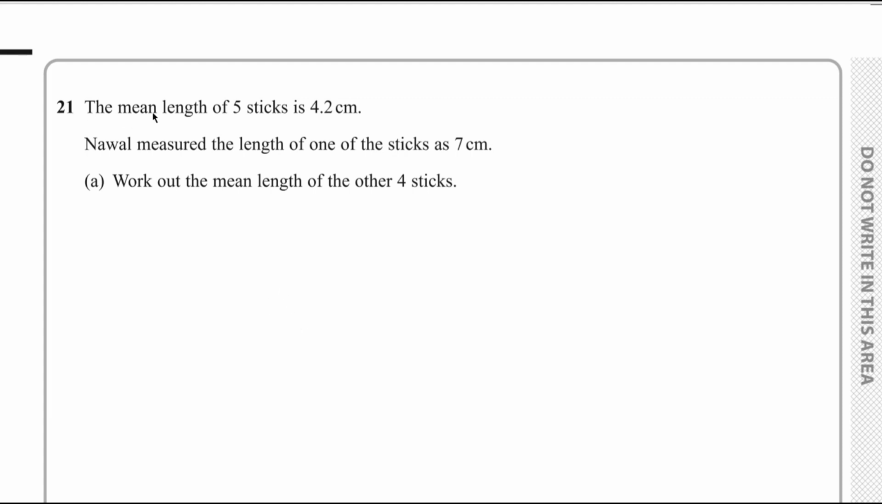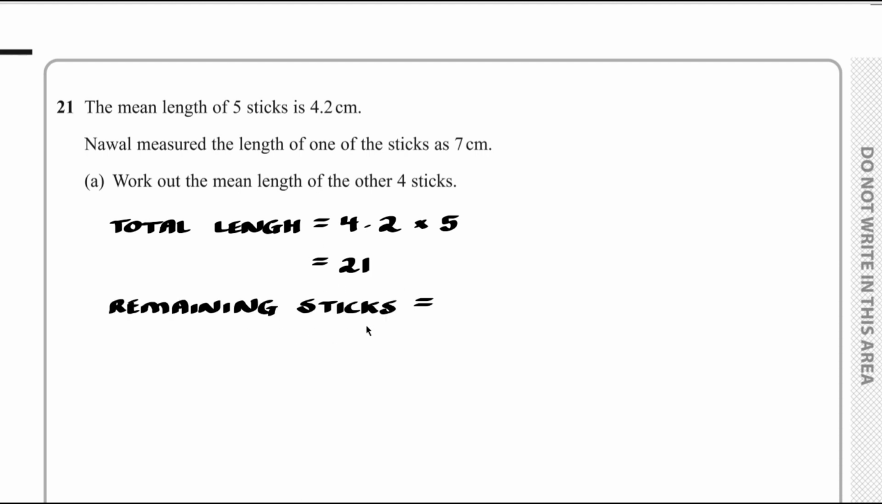Question number 21. The mean length of 5 sticks is 4.2 centimeters. Nawal measured the length of one of the sticks as 7 centimeters. Part A, work out the mean length of the other 4 sticks. If we know that the mean length of 5 sticks is 4.2 centimeters, that means the total length will equal 4.2 multiplied by 5, which is 21. So the total length of all 5 sticks is 21 centimeters. So the remaining sticks will have a length of 21 centimeters, subtract this 7 centimeters, which is 14 centimeters.